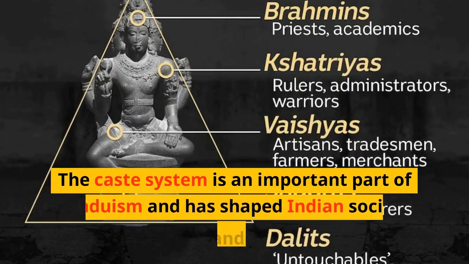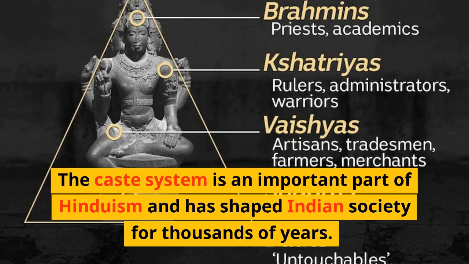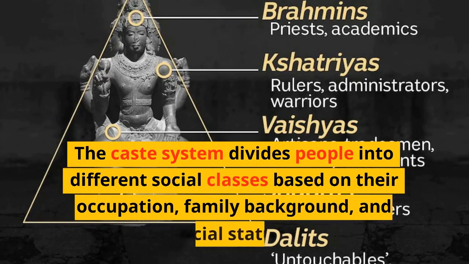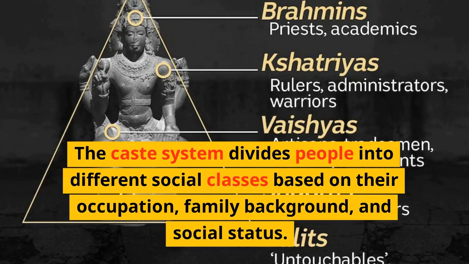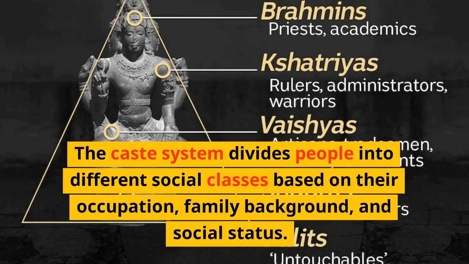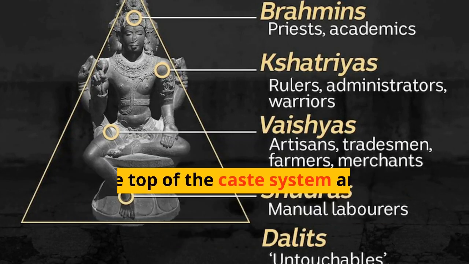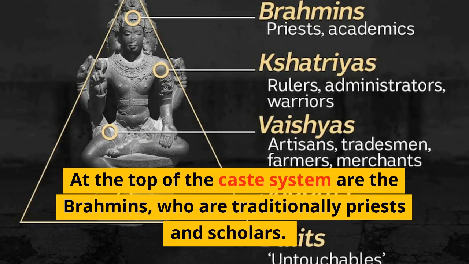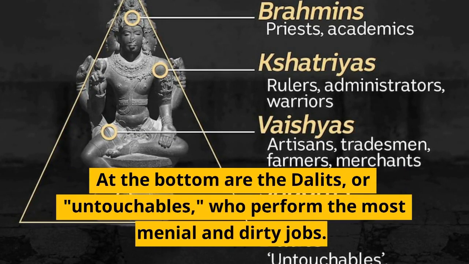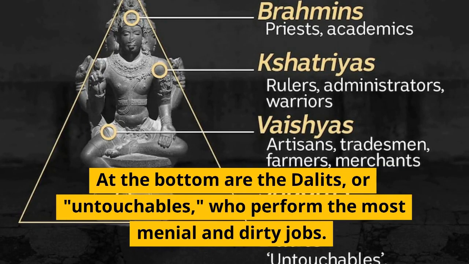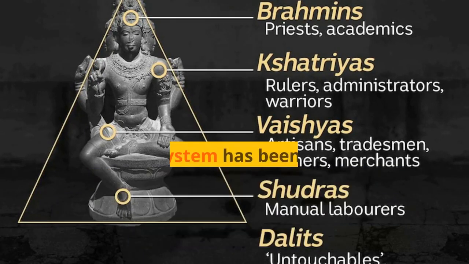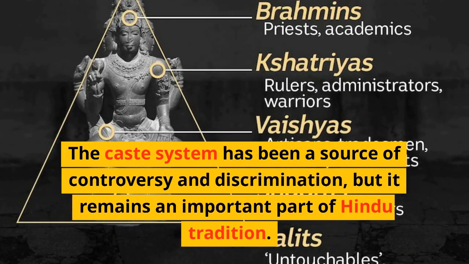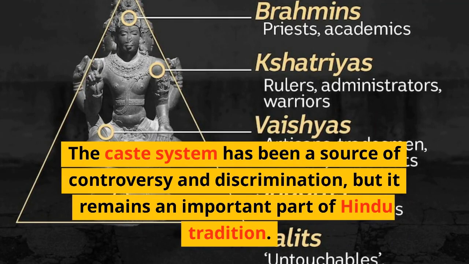The caste system is an important part of Hinduism and has shaped Indian society for thousands of years. The caste system divides people into different social classes based on their occupation, family background, and social status. At the top of the caste system are the Brahmins, who are traditionally priests and scholars. At the bottom are the Dalits, or untouchables, who perform the most menial and dirty jobs. The caste system has been a source of controversy and discrimination, but it remains an important part of Hindu tradition.